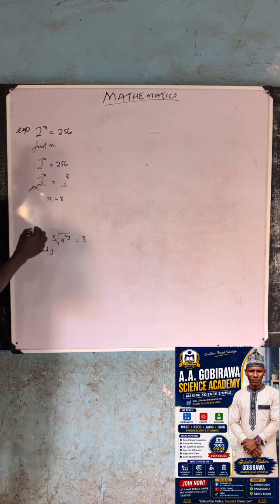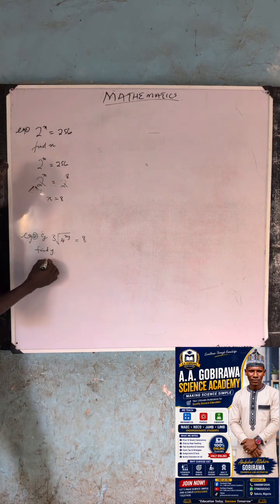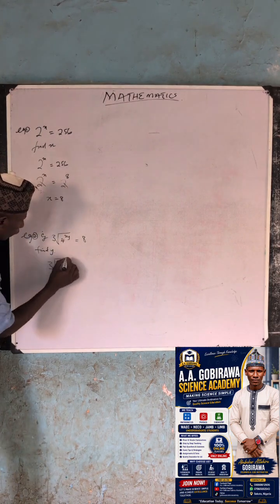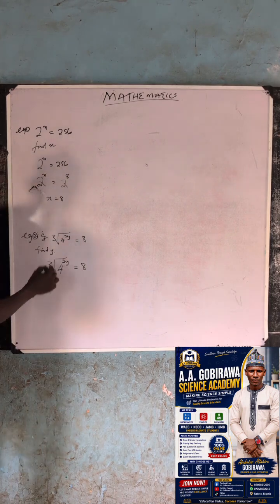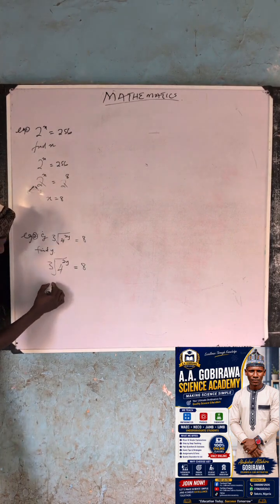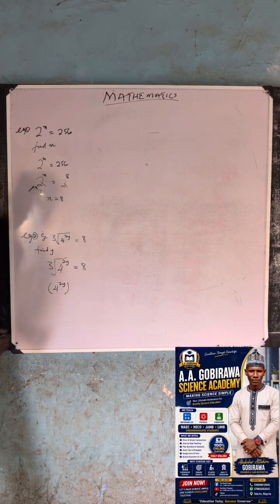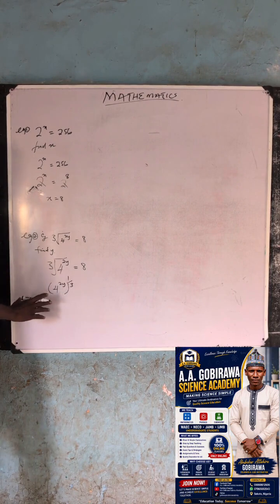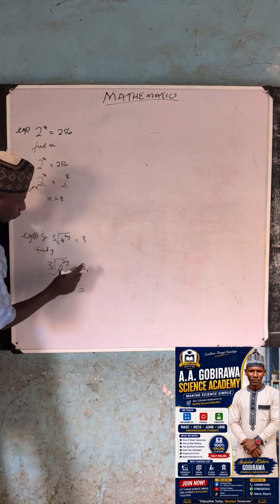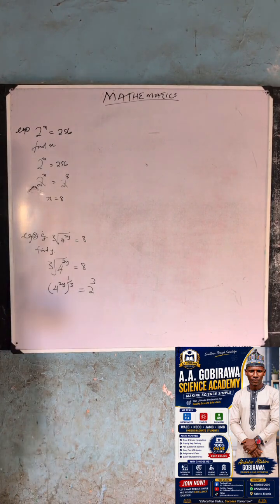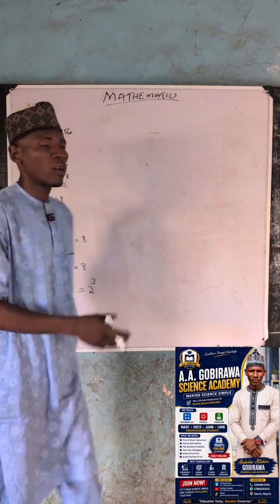So sai mu to mu ce, mu to mu gyara shi, sai mu to mu ce we have 3 cube root of 4 power 2y is equal to 8. Oh, then this one muna 4 power 2y, then power what? 1 all over 3. Kaga ya kuwa mana mi fractional index din mu ko is equal to 2 power 3, shi kuma shi zai ba mu 8. 2 power 3 8 ko ba haka ba?